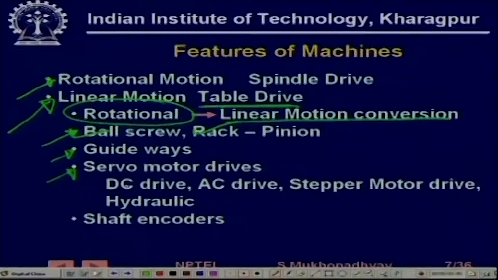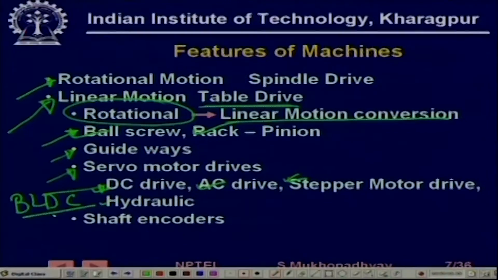So, we employ servo motor drives: DC drives, stepper motor or AC drives. For very large machines you can have hydraulic drives also, but generally we employ DC and AC drives. For very small things stepper drives are used, but they are generally not of that high rating. Therefore, DC and AC drives are generally used, mostly DC drives, DC and BLDC, brushless DC. We will see these drives in more detail in our lessons on drives.